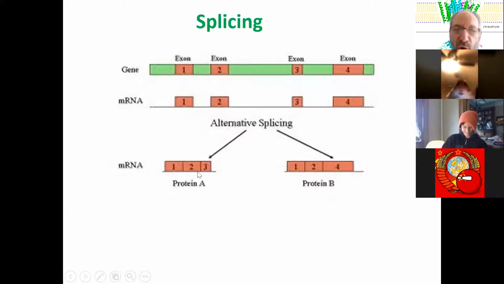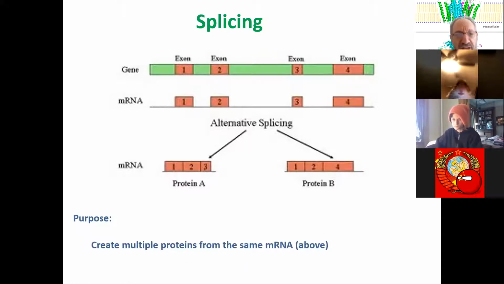So what is that going to do? Are these the same protein? Is protein A equivalent to protein B? Absolutely not. No, it has different amino acids. When you make this, you're going to be missing any of the amino acids that are coded for by exon 3 here. And any of the amino acids that are coded for by exon 4 are going to be missing in this protein. So these are 2 different proteins.